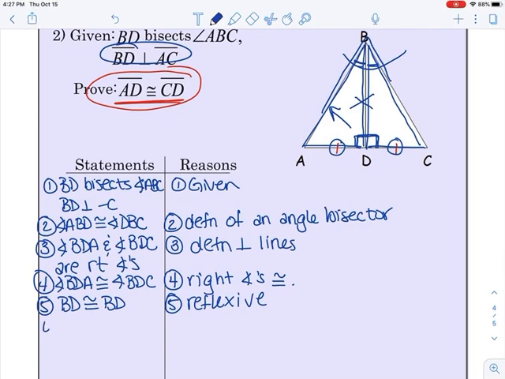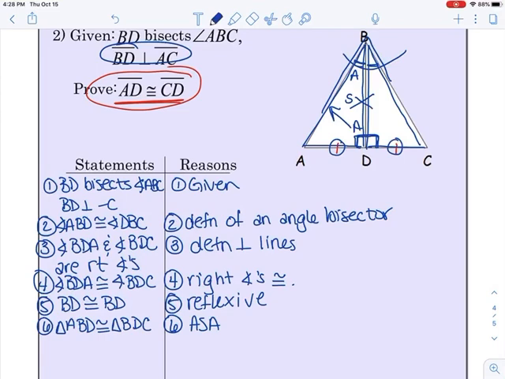And now finally, again, I have enough information to say that the two triangles are congruent. So the triangle on the left is triangle ABD, and the triangle on the right is triangle BDC. And again, the reason for that is because you have an angle, a side, and an angle. So that's going to be angle, side, angle.